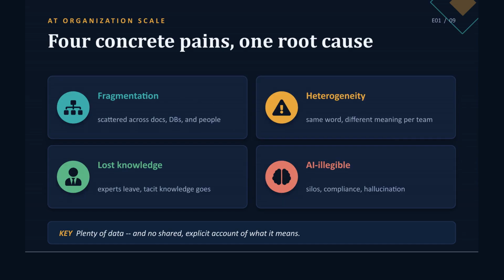Scale a single table up to a whole organization, and this one gap explodes into 4 very concrete pains. Fragmentation, the same knowledge scattered across docs, databases, and people, with nothing tying it together. Heterogeneity, where marketing's customer and finance's customer are quietly not the same people. Lost knowledge, when an expert leaves and takes their understanding with them. And the modern one, knowledge that AI simply cannot use safely, trapped in silos, under rules that demand auditable decisions, while the new language model confidently makes things up. 4 different pains, but one shared root cause.